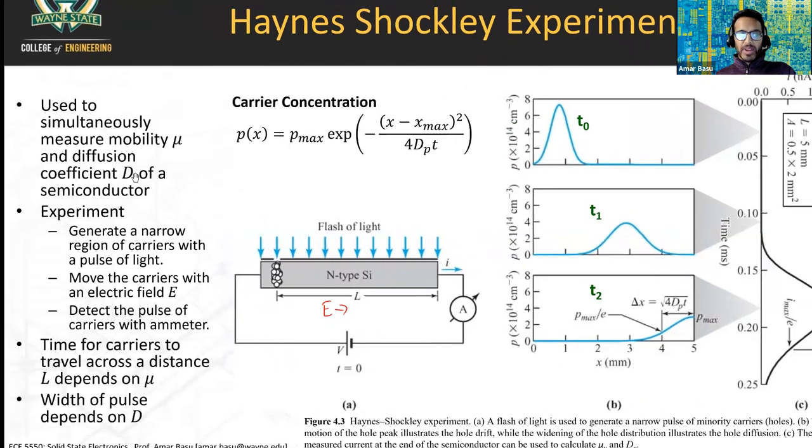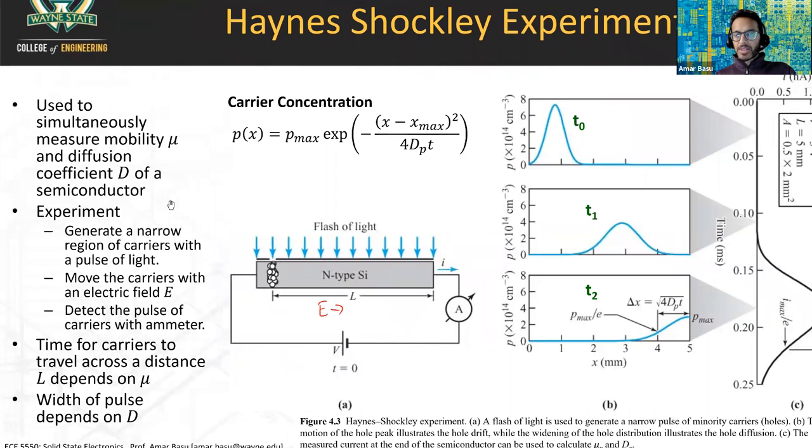So we have a way of figuring out the diffusion coefficient of the semiconductor. The speed at which this pulse moves has to do with mobility and the electric field. Carriers move in response to the electric field, and the velocity is equal to mobility times the electric field. We're putting in a known electric field, so if we can measure how long it takes for these carriers to get to the other side, we'll know our delta t, so we can measure the velocity. And from the velocity, we can back out the mobility mu.